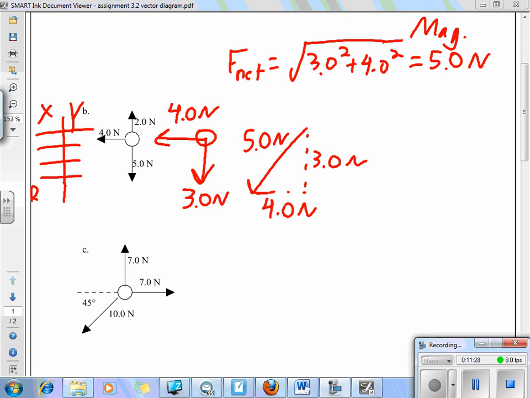Okay. We have to find theta still. We have to find which way. We know how much. We need to know which way. So what I would suggest is that if you do the inverse tangent, you'll have your opposite, your 4, divided by your adjacent, your 3.